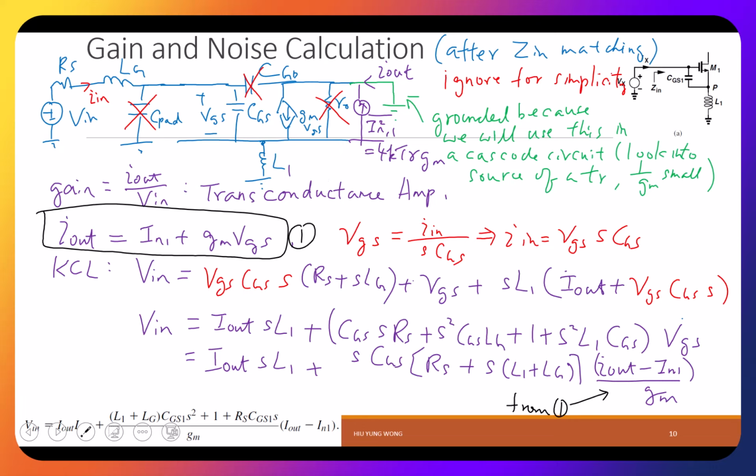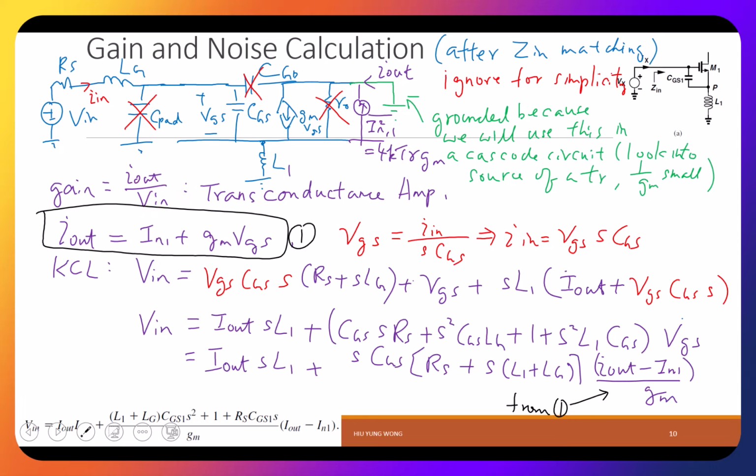Another important thing is that we ground the output. The reason we ground it is that later this is going to drive a low impedance load, which is going to the source input of a transistor. And then the rest is just solving KCL, KVL. The goal is to get V in as a function of I out and IN1, because by doing this, I will be able to get a gain.